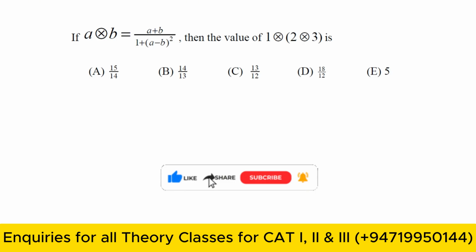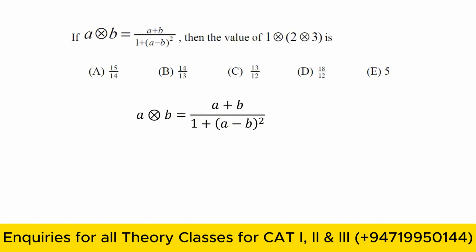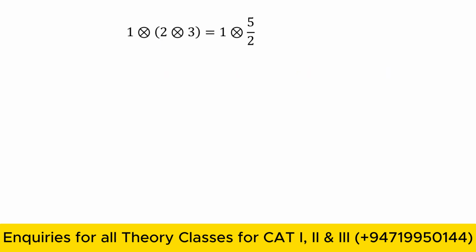So I just take the first formula that they gave. I substitute 2 as the A and 3 as the B. So I can write (2 plus 3) divided by (1 plus (2 minus 3) to the power of 2). So when I solve this one, the answer is 5 over 2. After that, I can write the previous expression again like this: 1 ∗ 5 over 2.